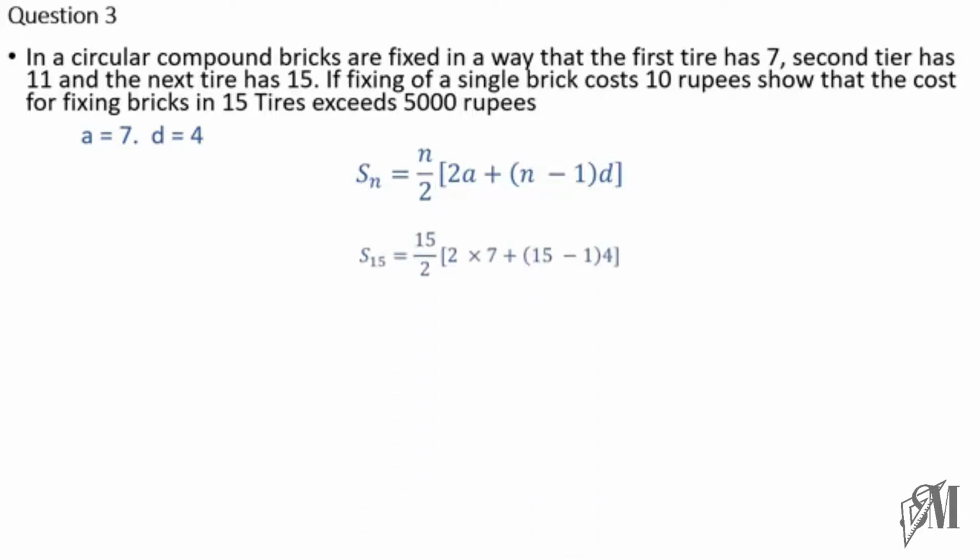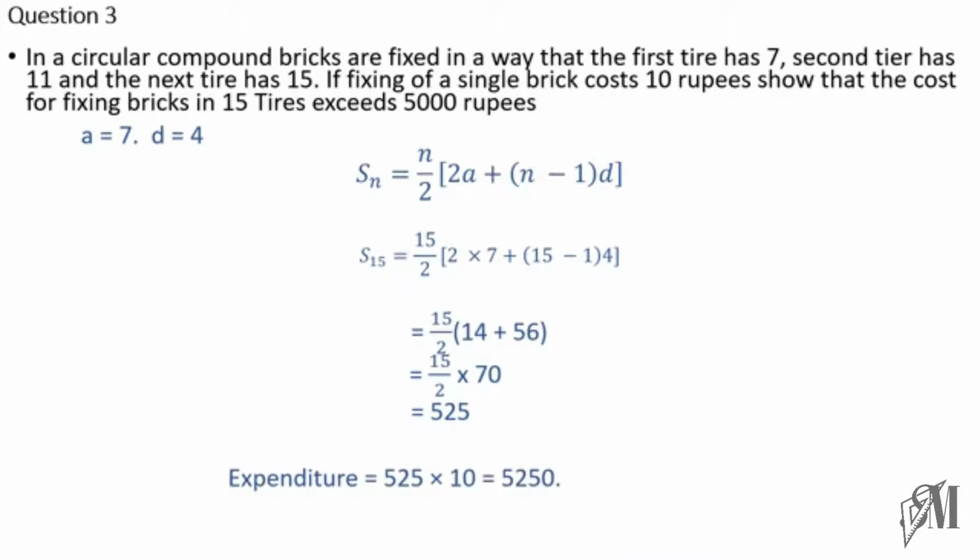So if a is equal to 7 and d is equal to 4 and the n in this case is 15, we can substitute these terms in the equation related to finding the sum and find out how many bricks are there in the first 15 tiers. So it gives us 525 as the answer. Now, if one brick is costing 10 rupees, 525 bricks will cost 5,250 rupees. So this shows it is more than 5,000 rupees. So we can say the cost exceeds 5,000 rupees. That marks the end of that question.